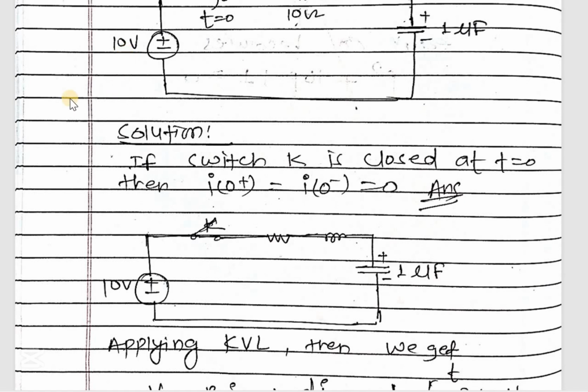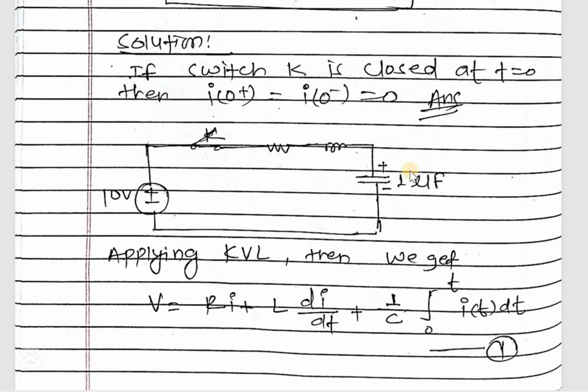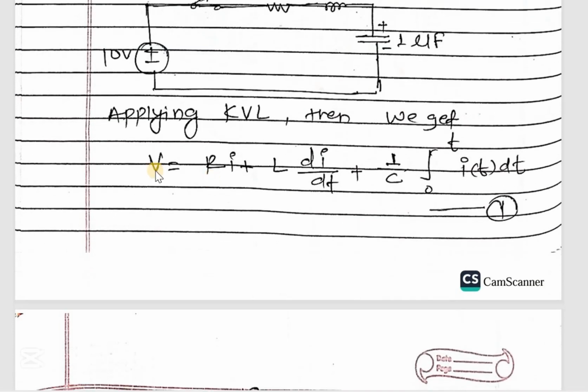So if switch K is closed at t equal to 0, then i(0 plus) equals i(0 minus) equals 0. Then we can redraw the circuit, with the switch closed. Then apply KVL in this circuit. And the KVL equation is V equals Ri plus L di/dt plus 1 by C integration of 0 to t of i dt. This is equation 1.